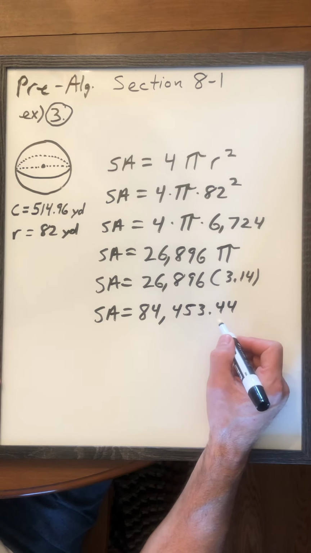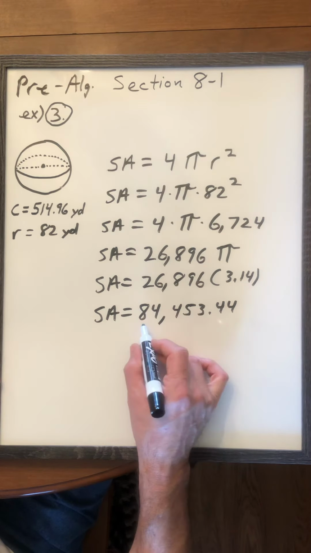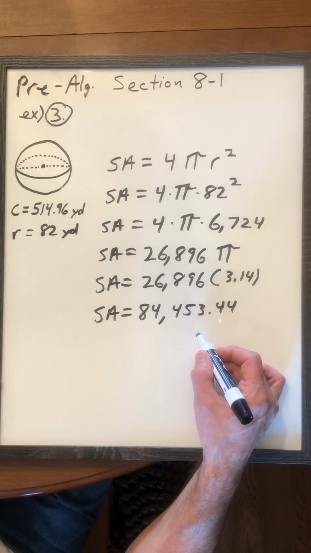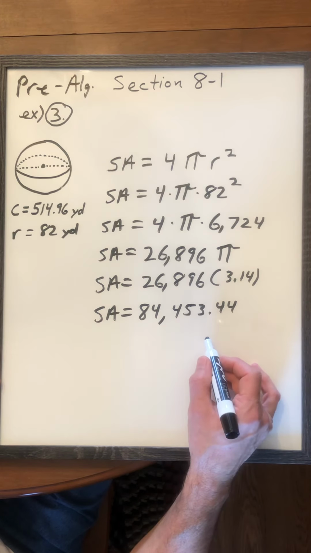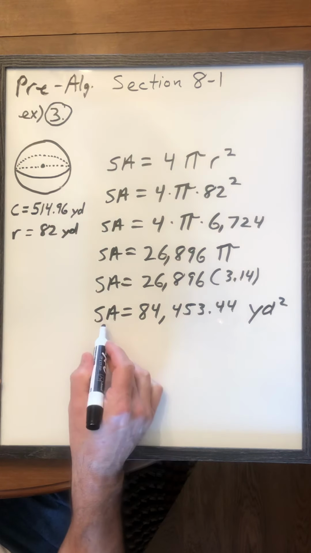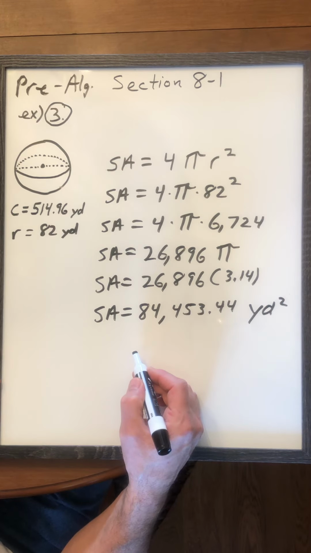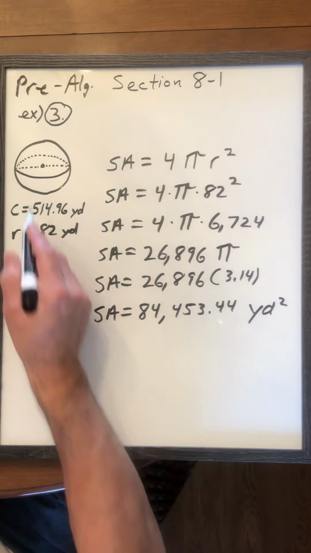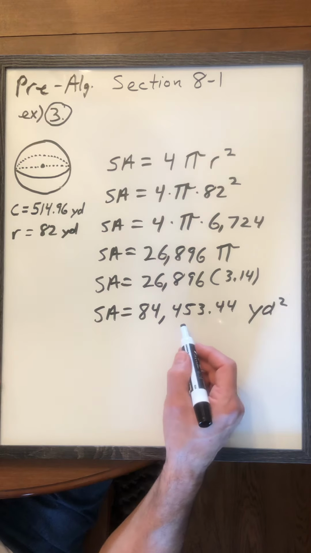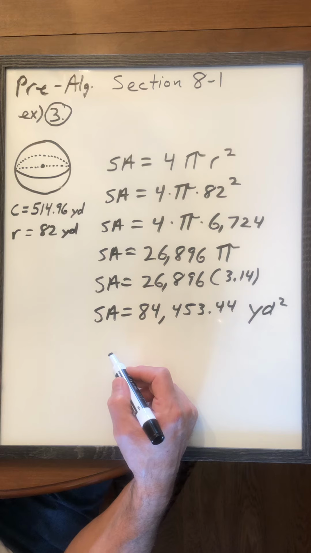Now this one we're going to go ahead and round to the hundredths. If they wanted you to round to the nearest whole number, then you could go ahead and round there. It'd be 84,453. But we're just going to leave it rounded to the hundredths, and this would be yards squared. Because again, anytime you're dealing with area, you're going to have units squared. So surface area ended up for this sphere 84,453.44 yards squared. And so this is our example number 3 for a sphere.